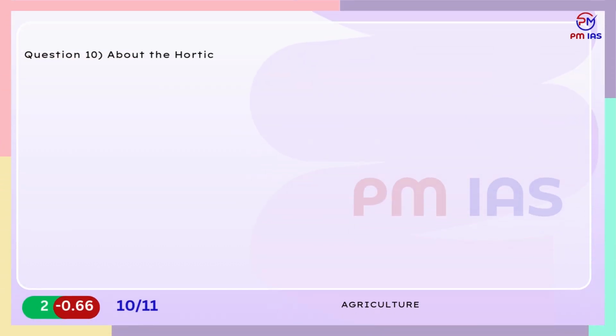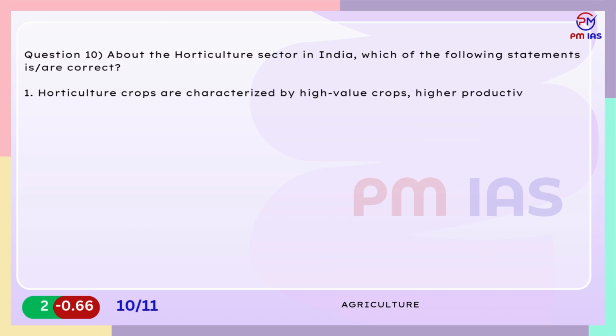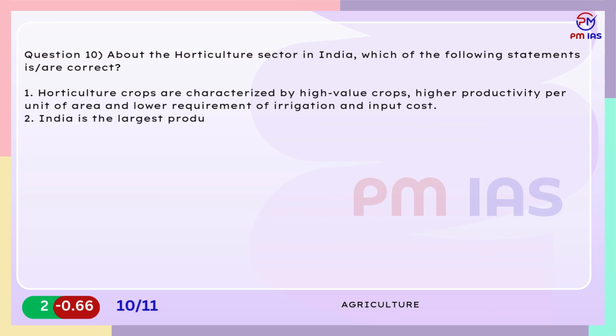Question 10. About the horticulture sector in India, which of the following statements are correct? 1. Horticulture crops are characterized by high-value crops, higher productivity per unit of area and lower requirement of irrigation and input cost. 2. India is the largest producer of horticulture products in the world.